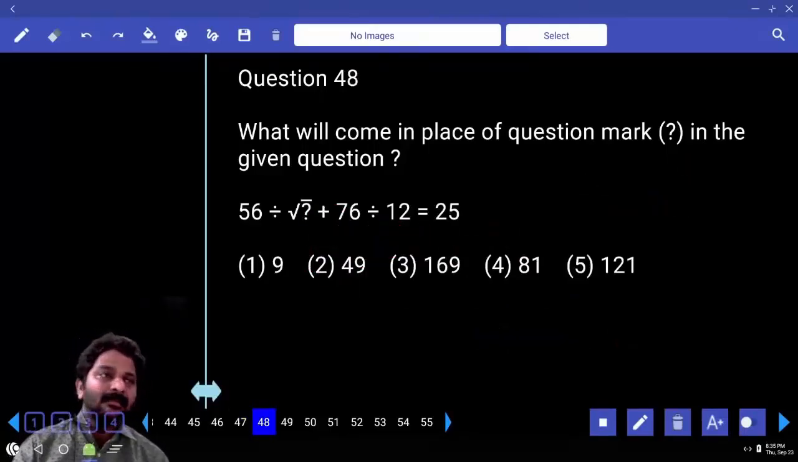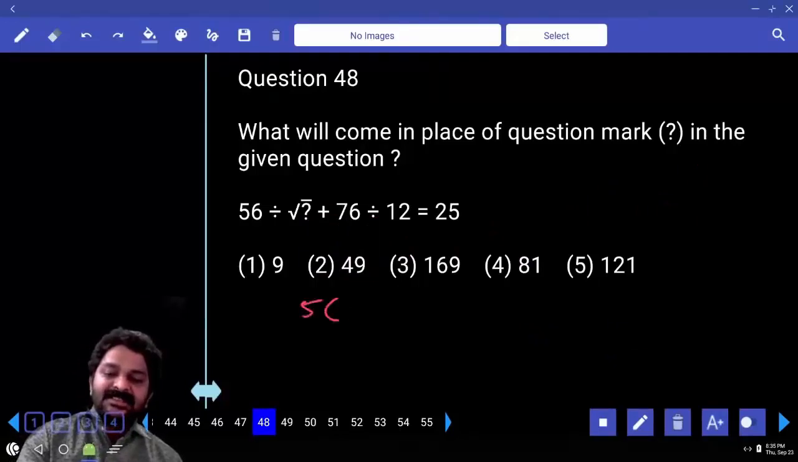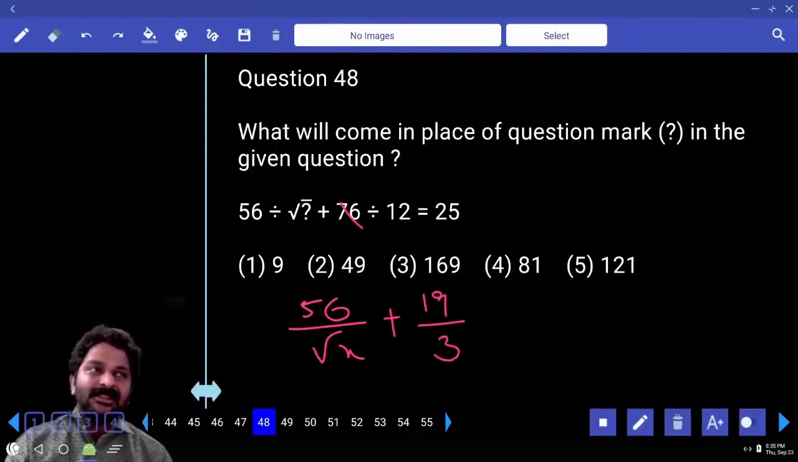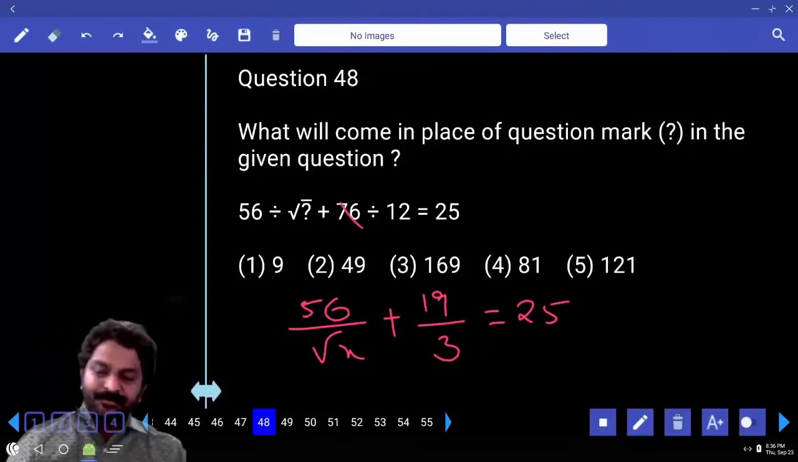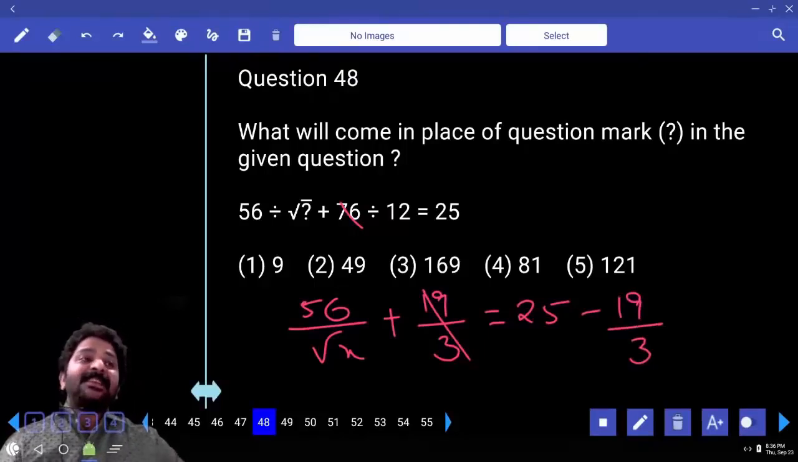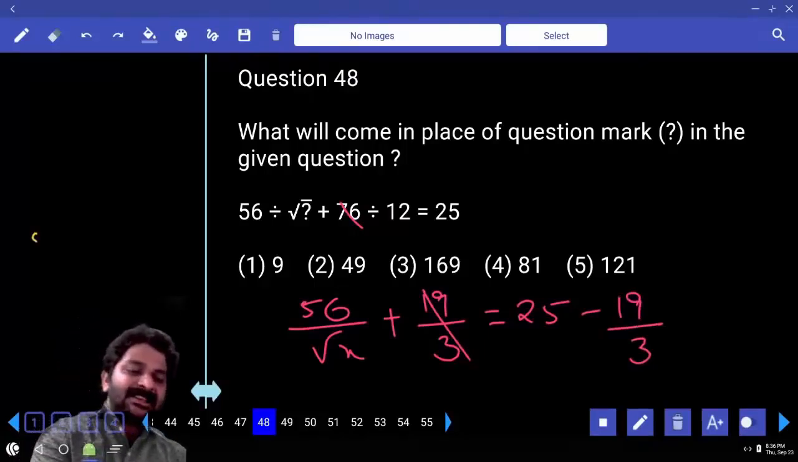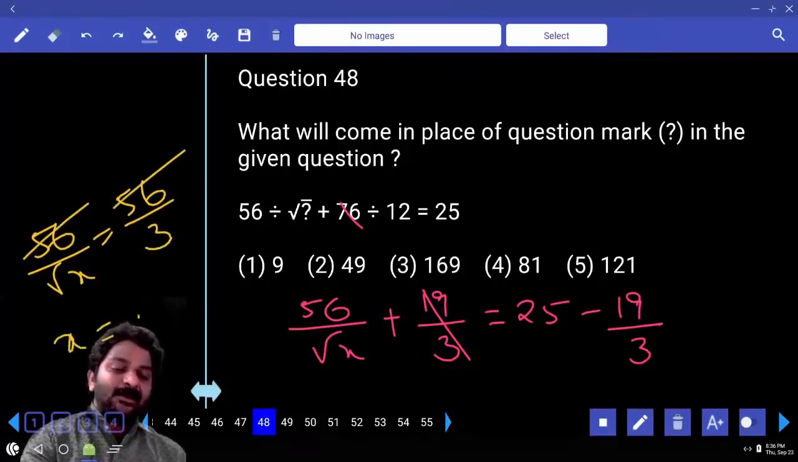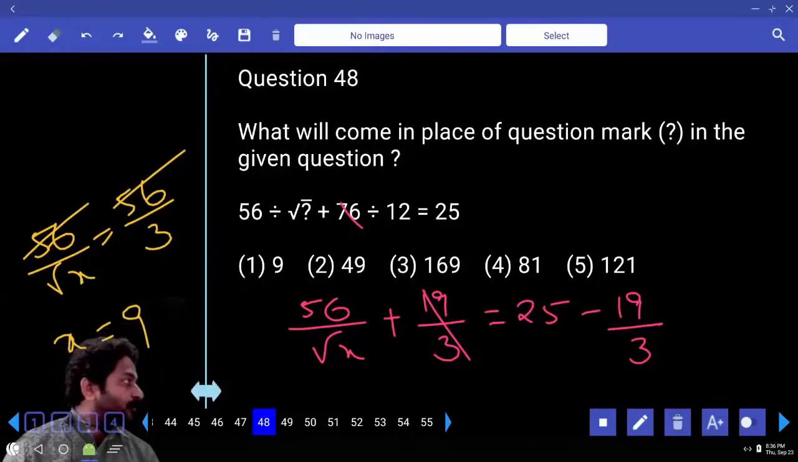Next. 56 divided by root x plus cancellation with 4. How many times? 19 times. 3 times is equal to 25. 19 by 3 goes to right hand side. That becomes minus 19 by 3 only. 25 3 75 minus 19, 56. 56 by root x is equal to 56 by 3. Then root x is equal to 3. X is equal to 9. First option. Over.